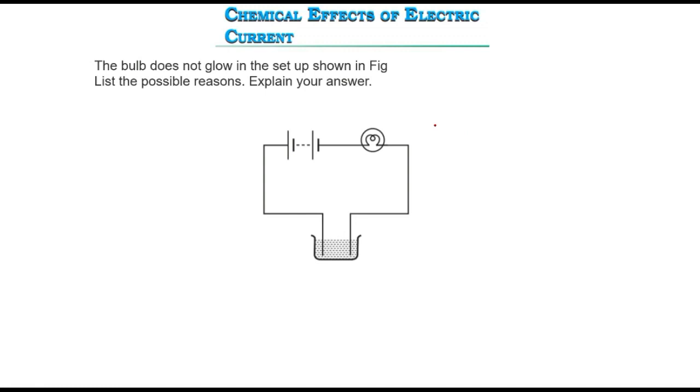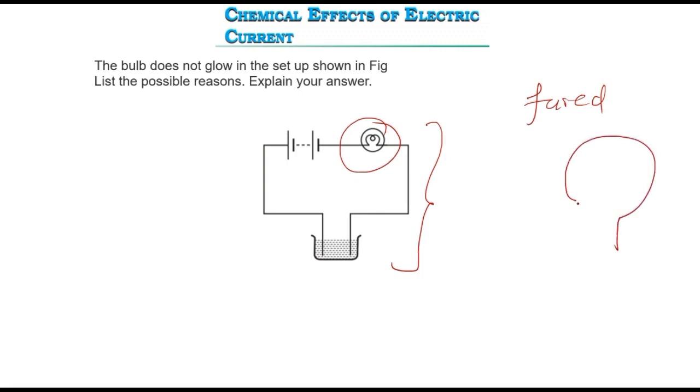Next question, a circuit is given here, right? A bulb does not glow in the setup shown in the figure. So there is no glow in this bulb, right? List the possible reasons, explain your answer. Very simple: the bulb may not be working, it may have been fused. You all must have seen that the bulb we use in the house contains a tungsten wire, and if it gets cut here, then we call it a fused bulb. If the bulb is fused, it will not glow, right?